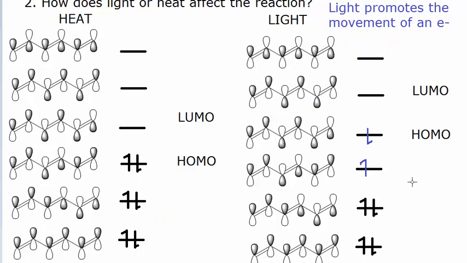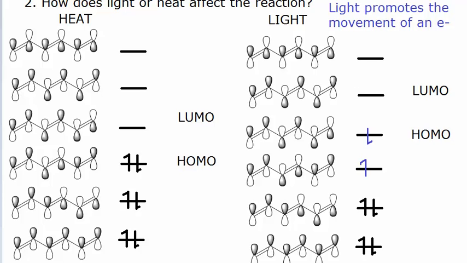Light promotes the movement of an electron. So here, if we're using light, one of these electrons will move up to the next energy level. So this is moved up to here. Now this is the HOMO, and this is the LUMO, because now this is occupied, at least half occupied, and this is still completely unoccupied.